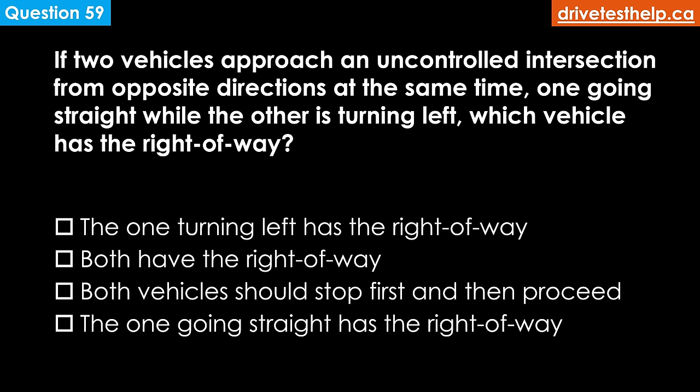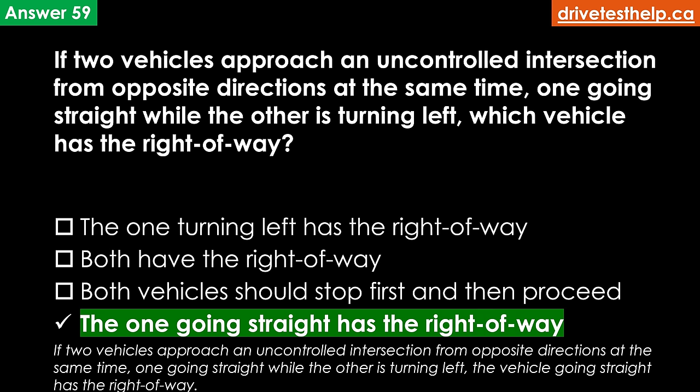If two vehicles approach an uncontrolled intersection from opposite directions at the same time, one going straight while the other is turning left, which vehicle has the right of way? The one turning left has the right of way. Both have the right of way. Both vehicles should stop first and then proceed. The one going straight has the right of way. The correct answer: the one going straight has the right of way.